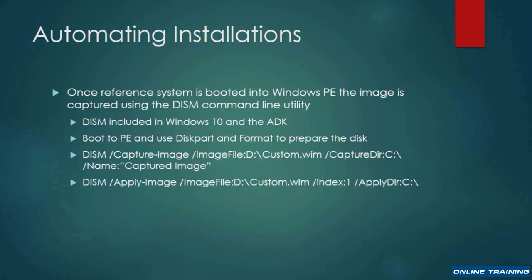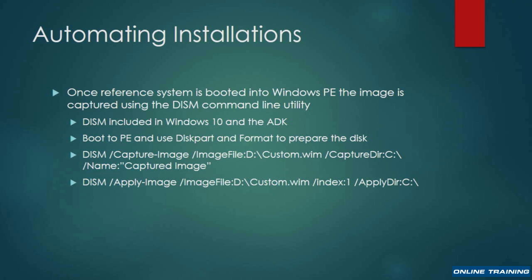Once the reference computer is booted up into Windows PE, then the utility that you're using is DISM. DISM is included in Windows 10. It's also included in the ADK. You boot to Windows PE, you use DiskPart and format to prepare the disk. Actually, that's incorrect. That's not on a reference computer. You do that when you're imaging the system, but on the reference computer, it's all set to go.